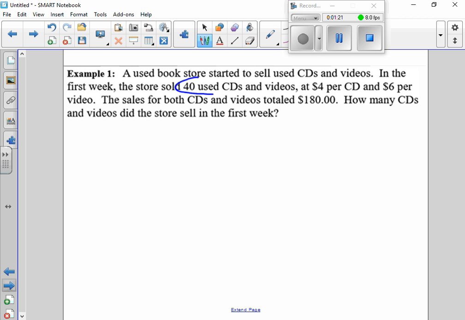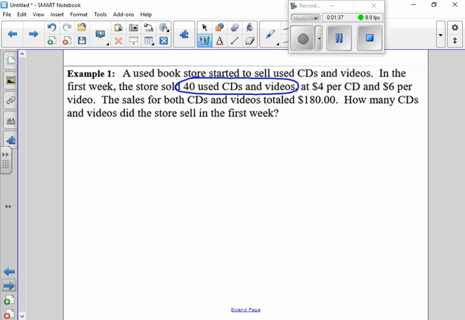All right, so a system of equations is good anytime you have more than one variable and you're trying to solve for each variable. You need more than one equation. If I'm trying to figure out two variables, I need two equations. If you're trying to solve three variables, you need three equations.